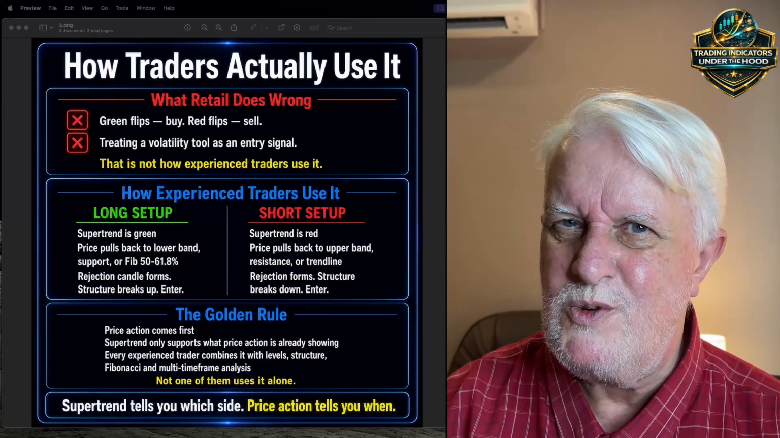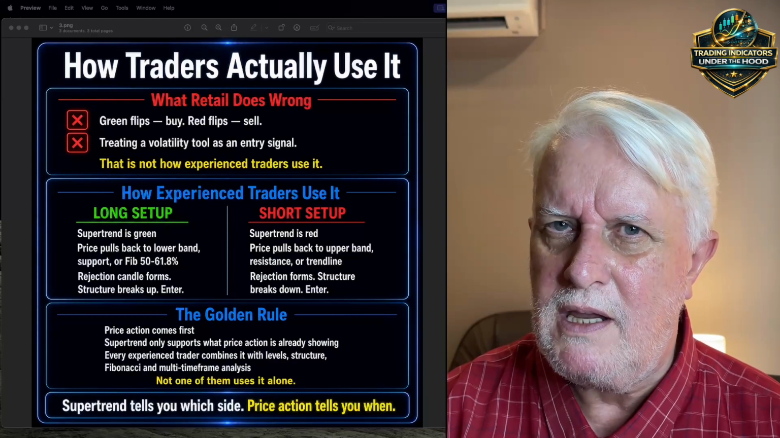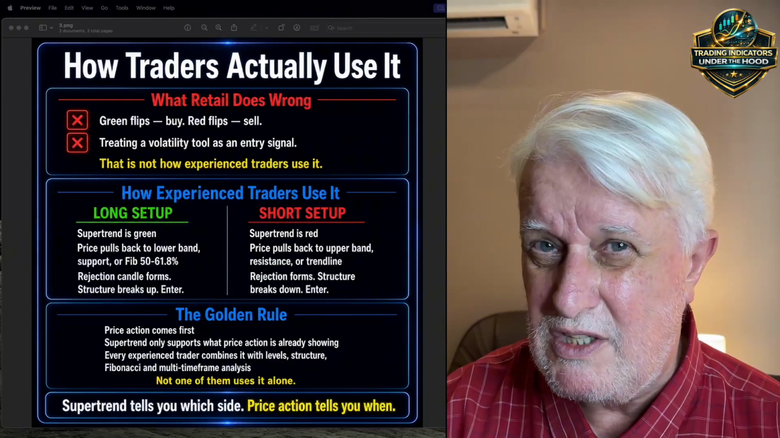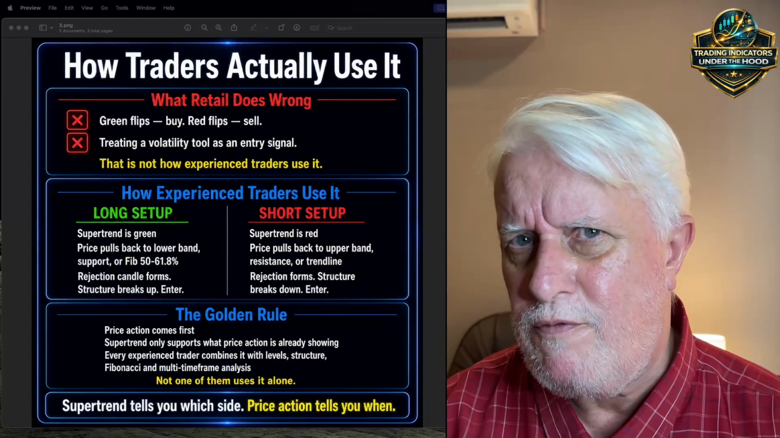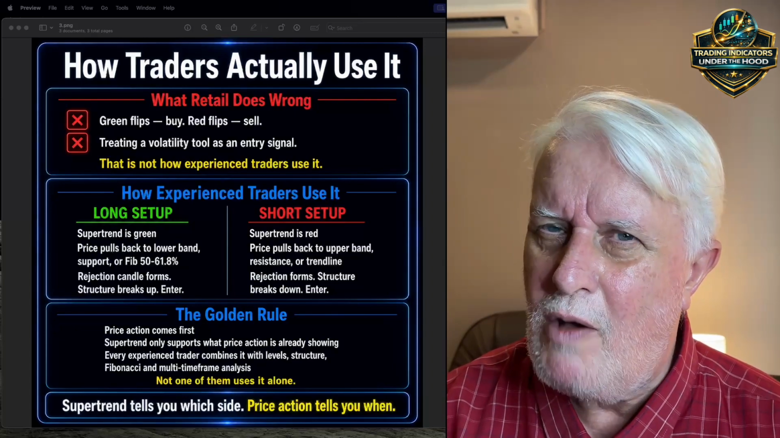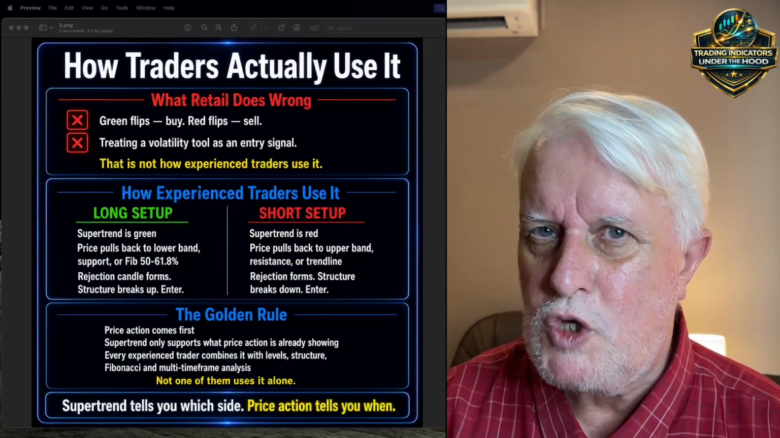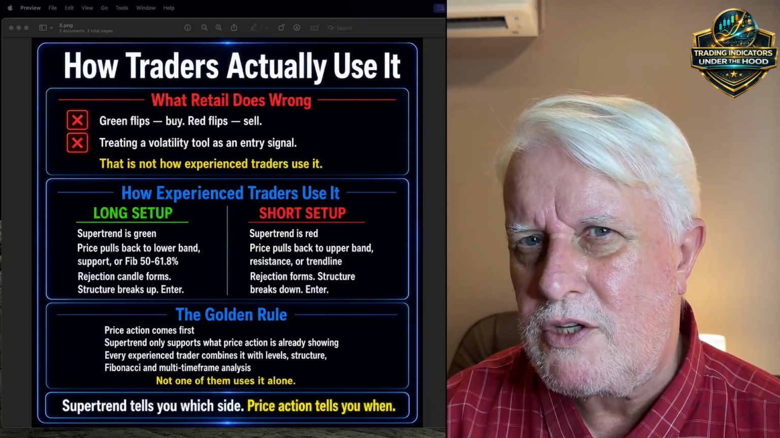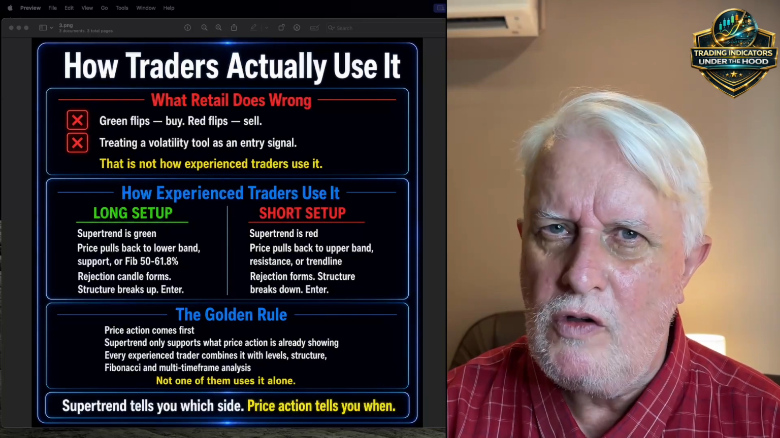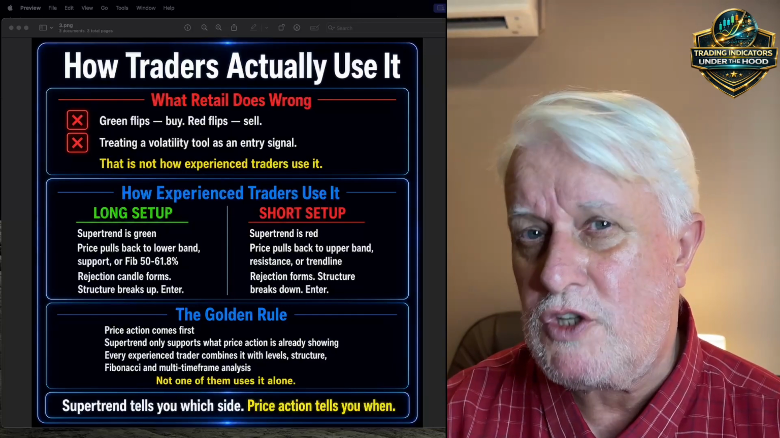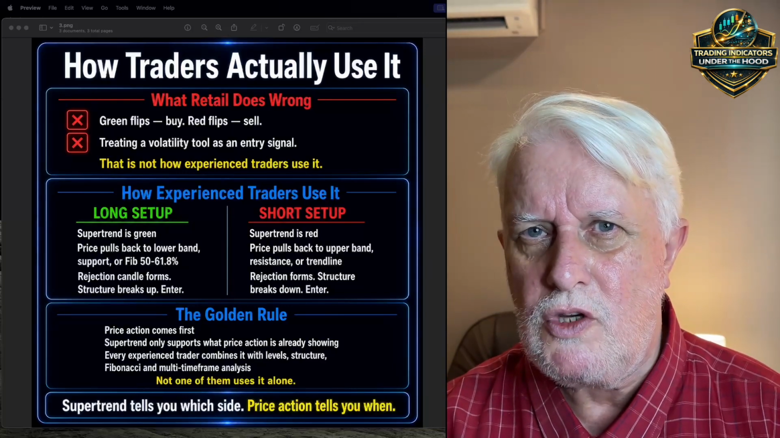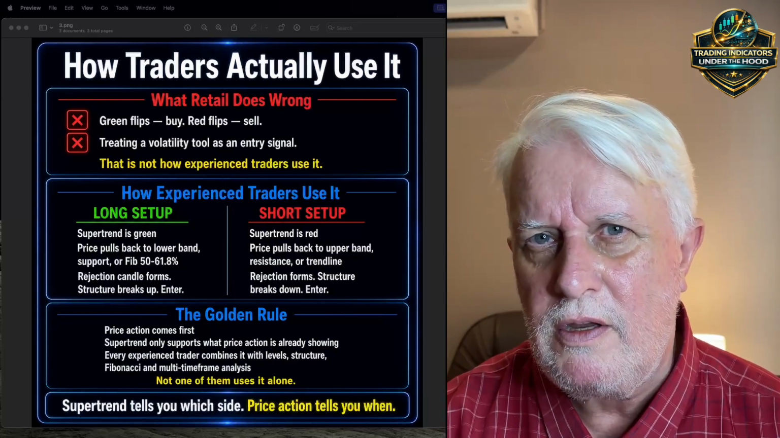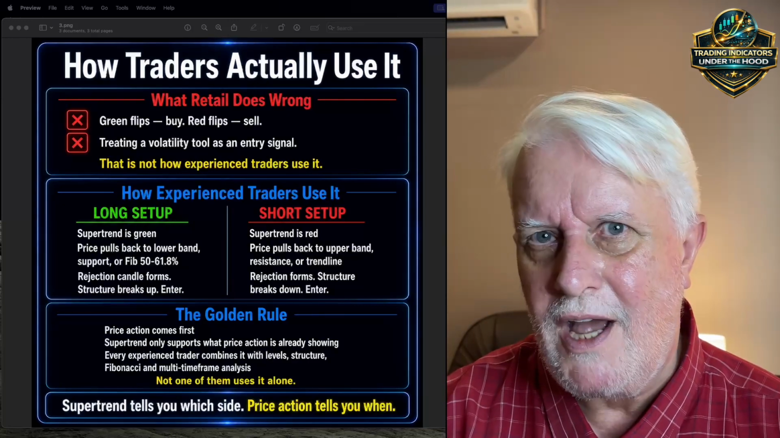So how do traders use it? The mistake most retail traders make is using Supertrend as an entry signal. Green flips, buy; red flips, sell. But that is not how more experienced traders use it. Supertrend is a directional bias tool. Green means you're only looking for long setups. Red means you're only looking for short setups. The indicator tells you which side of the market to be on. Everything else comes from price action.